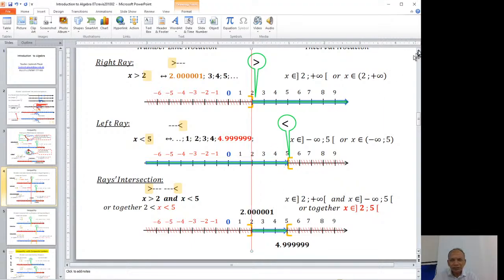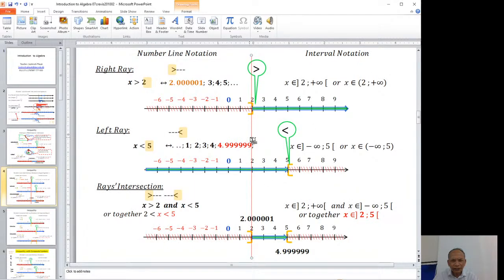Here we want to get the value sandwiched between 2 and 5. This one is from 2 up to plus infinity, and here from negative infinity up to 5, and then the intersection is 2 to 5, but not 2, not 5.